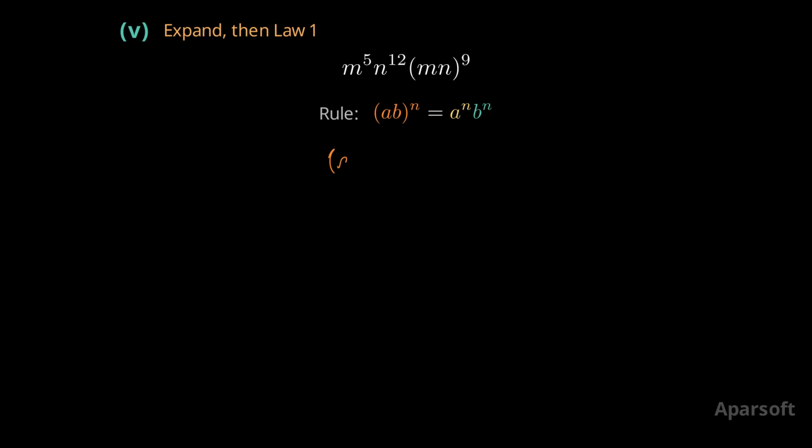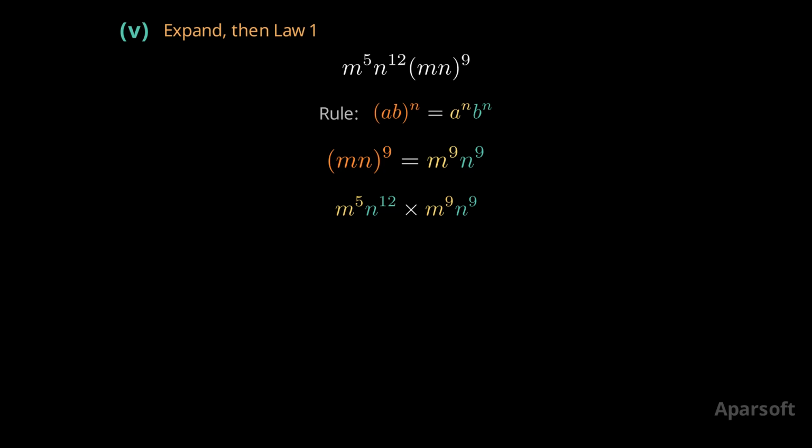And now, the grand finale. Everything combined. Part 5 has 2 different bases and a power of a product. First, let us crack open mn all to the 9. Remember, ab all to the n equals a to the n times b to the n. So mn to the 9 becomes m to the 9 times n to the 9.